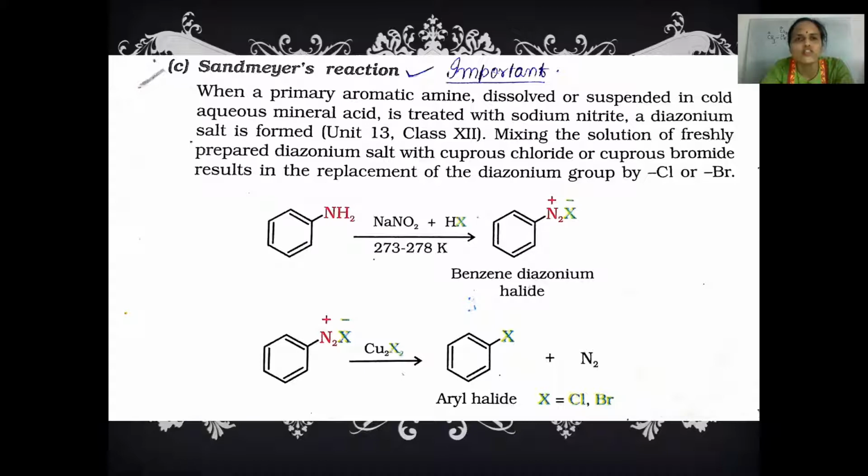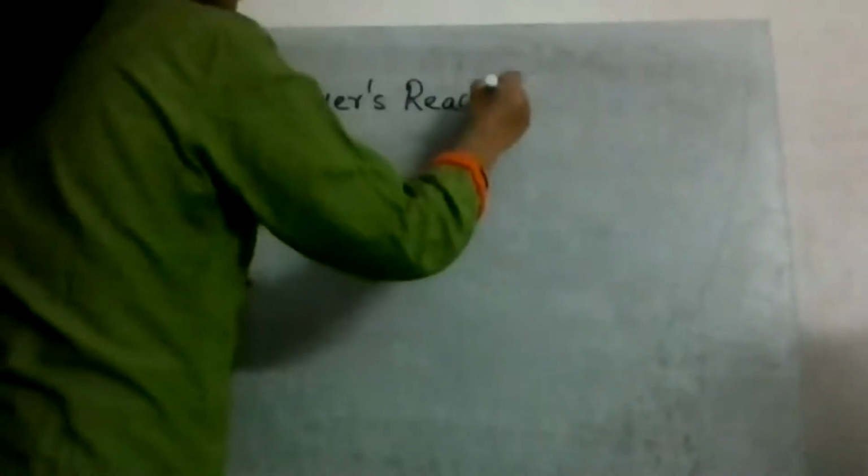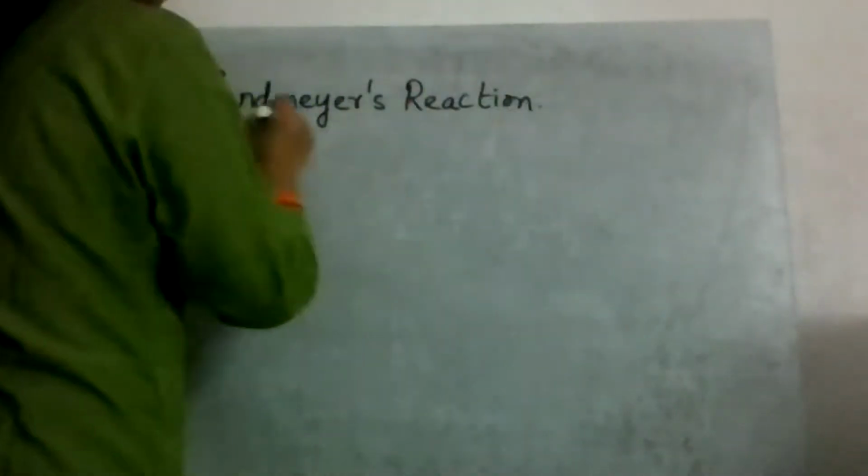If the question comes, write short notes on Sandmeyer's reaction. Explain Sandmeyer's reaction in 1 or 2 lines first, and then write the chemical equation that is related to this Sandmeyer's reaction. It's a very, very important reaction. Let me write this reaction on the board and explain it to you. Learn the equation, and the writing part you can explain with the equation if you learn it.